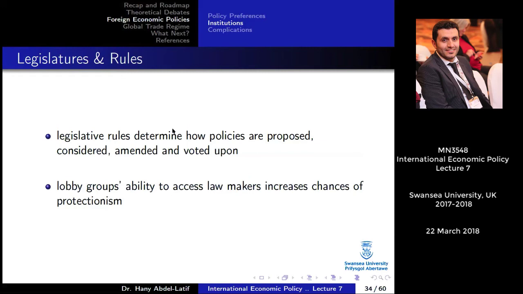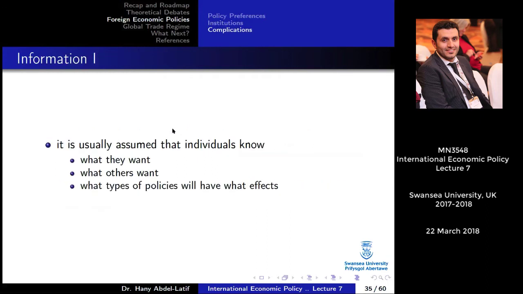So you see, it's not enough to think about preferences from an economic perspective. You need to think of the institutions as well, and that's what lobbying is about: lobby groups' ability to access lawmakers increases the chances of protectionism. If you apply the same to international trade, the way they can access policymakers, lobby groups can actually influence economic policies. And that is very, very important to think about.